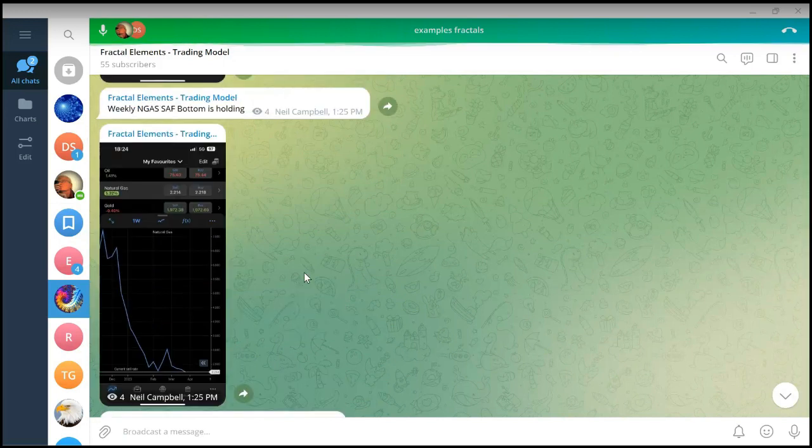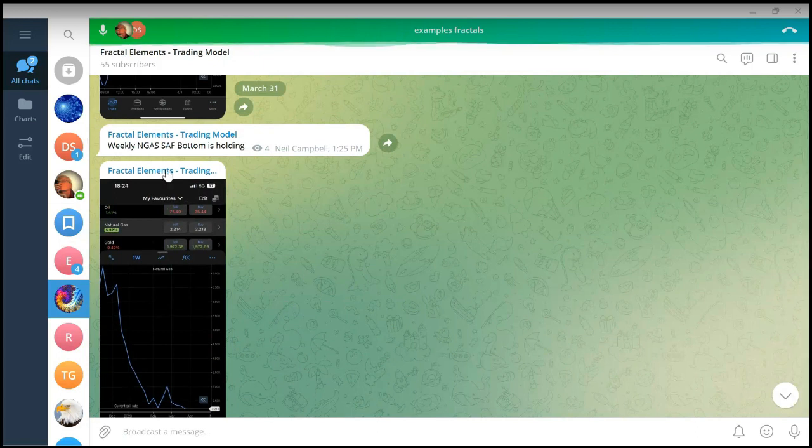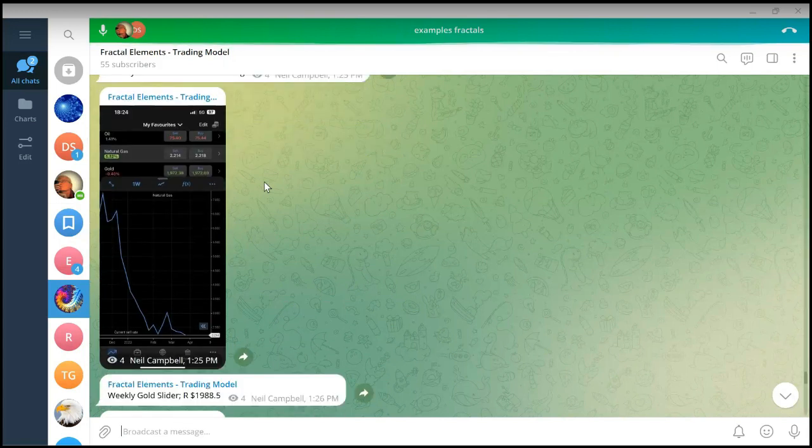Okay, let's take a look at the... Oh, this is real nice. Okay, now he's looking at the weekly gas bottom here. This particular fractal here, 1, 2, 3, 4, 5. Again, it's very common, all right? And it denotes a turn, which it did here on the bottom.